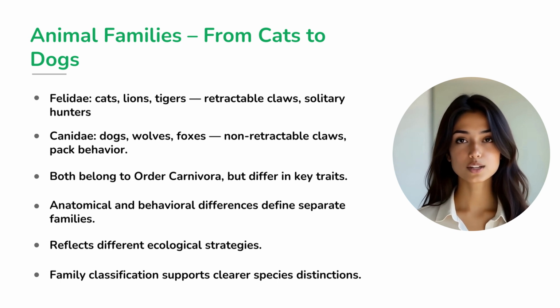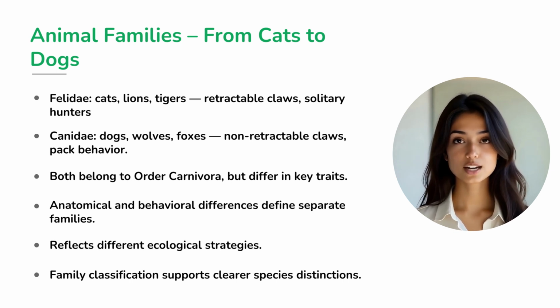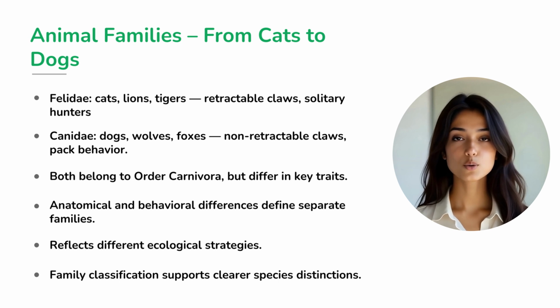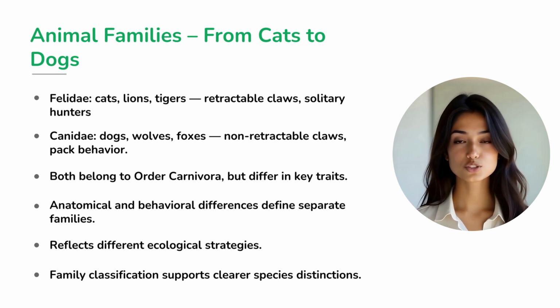Let's compare two well-known animal families, Felidae and Canidae. Felidae, the cat family, includes lions, tigers, and domestic cats, known for their retractable claws and silent, solitary hunting style. Canidae, the dog family, includes wolves, foxes, and domestic dogs, which often hunt in packs and have non-retractable claws. Although both families fall under the order Carnivora, their anatomical and behavioral differences are distinct enough to place them in separate families, illustrating how classification reflects evolutionary history.